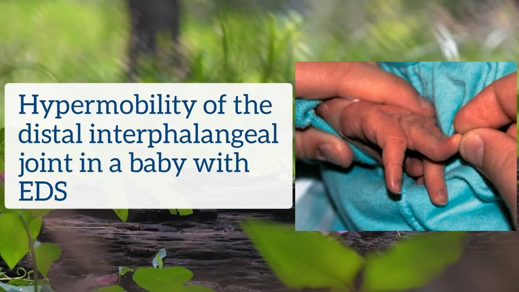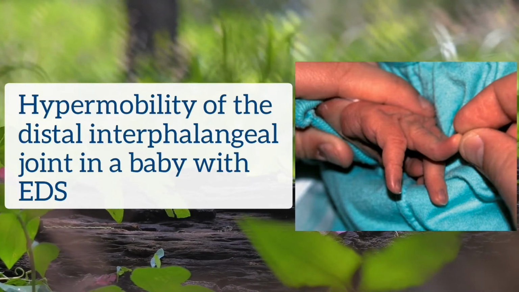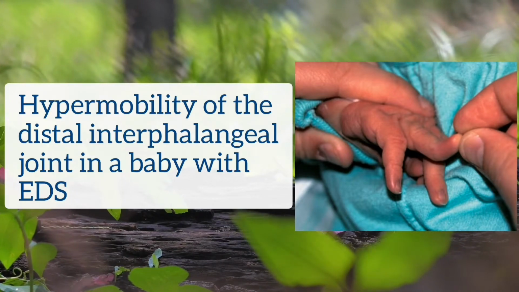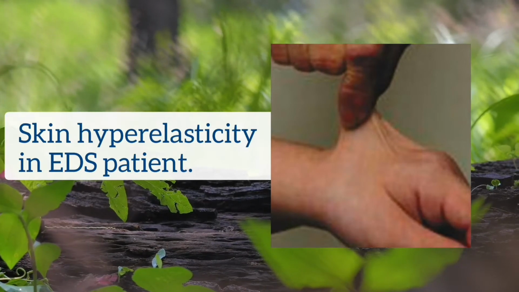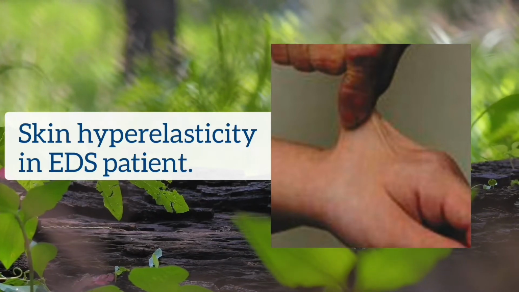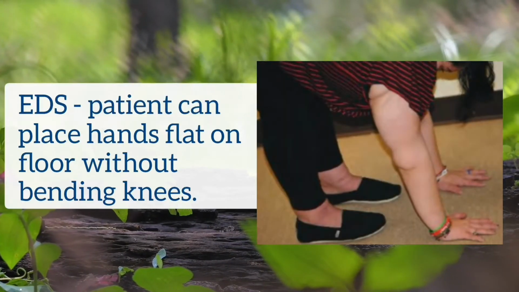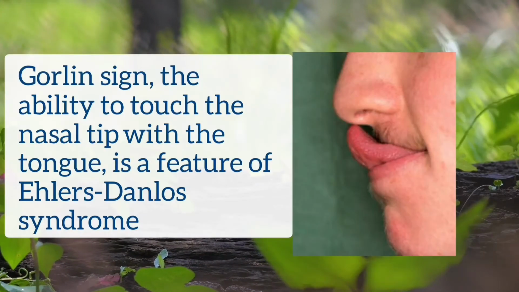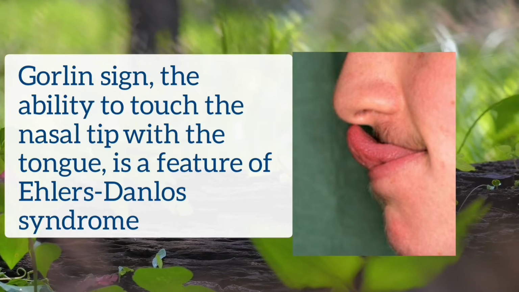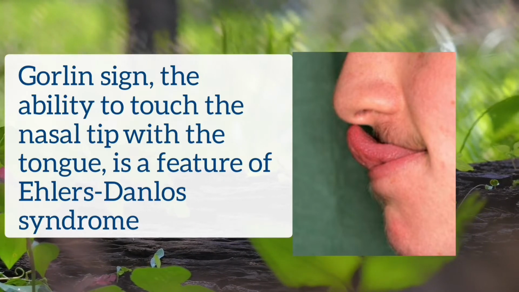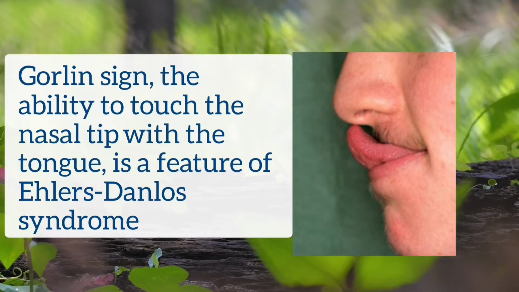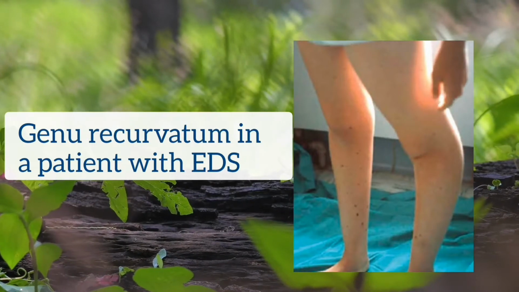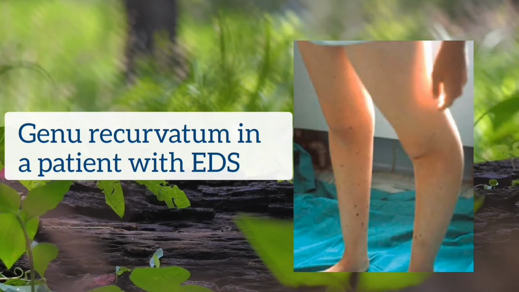Joint hyperextensibility in classic Ehlers-Danlos syndrome. Hypermobility of the distal interphalangeal joint in a baby with Ehlers-Danlos syndrome. Skin hyperelasticity in a patient. Patient can place hands flat on the floor without bending her knees. Gorlin sign, the ability to touch the nasal tip with the tongue, is also a feature of Ehlers-Danlos syndrome. Genu recurvatum in a patient with Ehlers-Danlos syndrome.